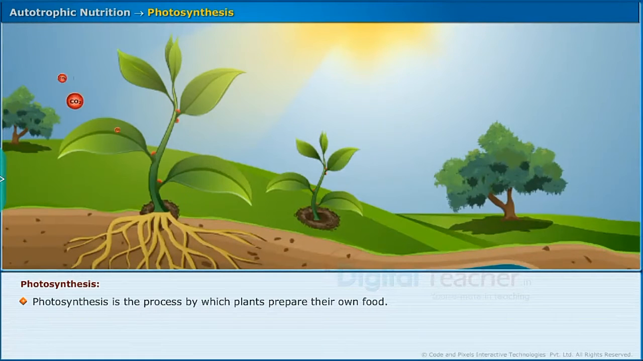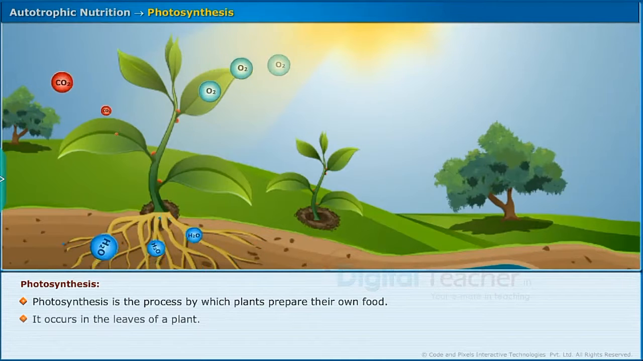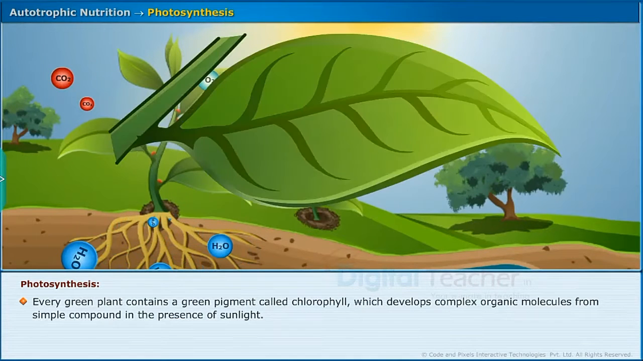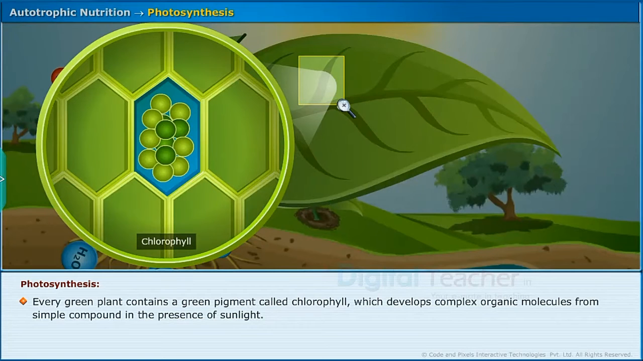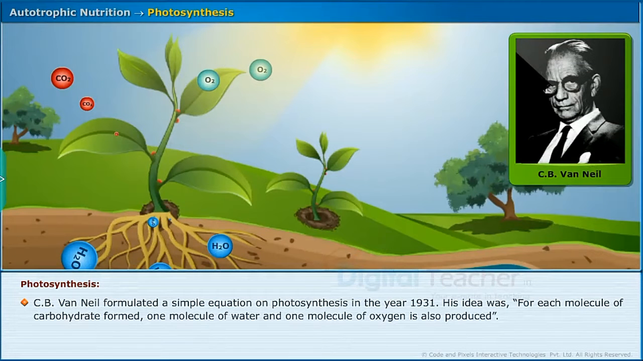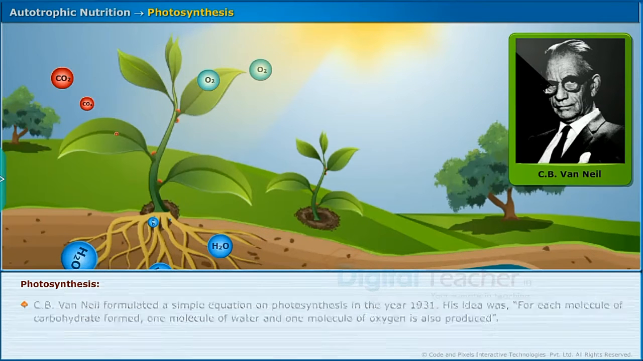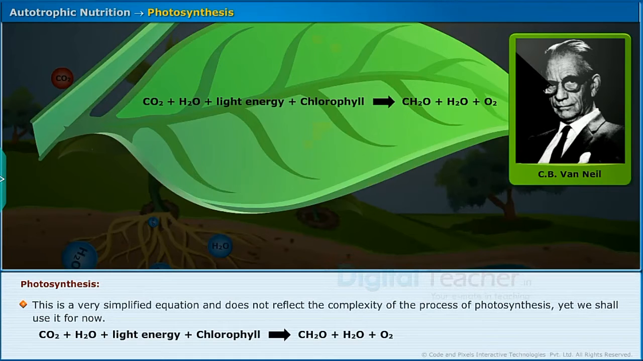Photosynthesis is the process by which plants prepare their own food. It occurs in the leaves of a plant. Every green plant contains a green pigment called chlorophyll, which develops complex organic molecules from simple compounds in the presence of sunlight. C.B. Van Niel formulated a simple equation on photosynthesis in the year 1931. His idea was for each molecule of carbohydrate formed, one molecule of water and one molecule of oxygen is also produced. This is a very simplified equation and does not reflect the complexity of the process of photosynthesis. Yet, we shall use it for now.